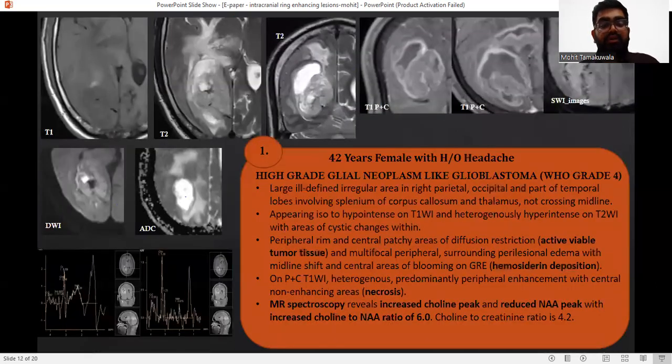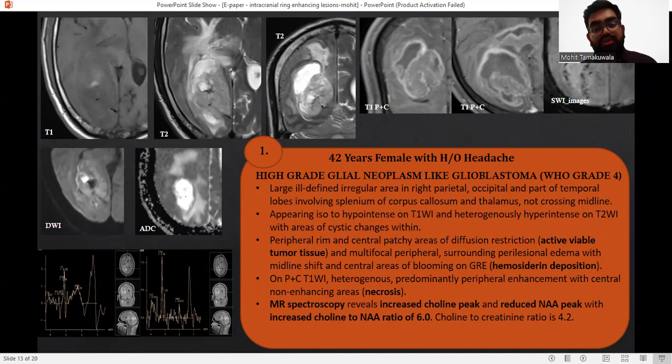Glioblastoma. A 42-year-old female with history of headache, a high grade glial neoplasm like glioblastoma, WHO grade 4, was noted. Large ill-defined irregular area in the right parietal, occipital and part of temporal lobes involving the splenium of the corpus callosum and thalamus, not crossing the midline.